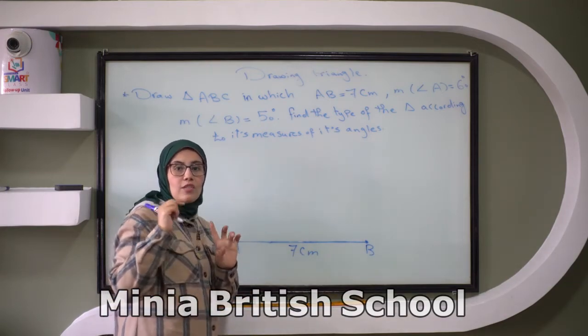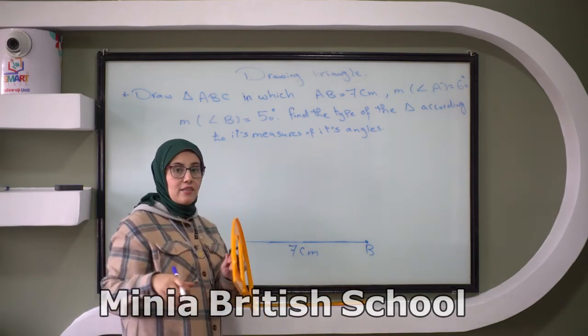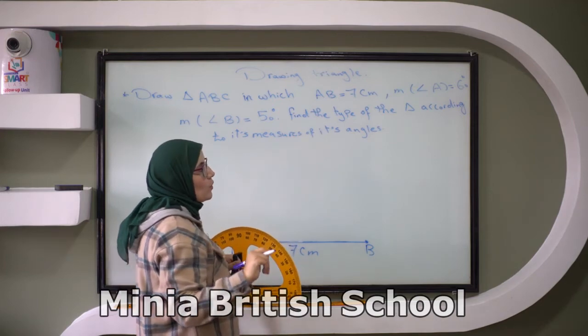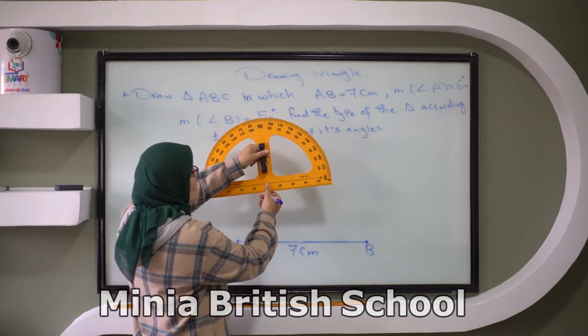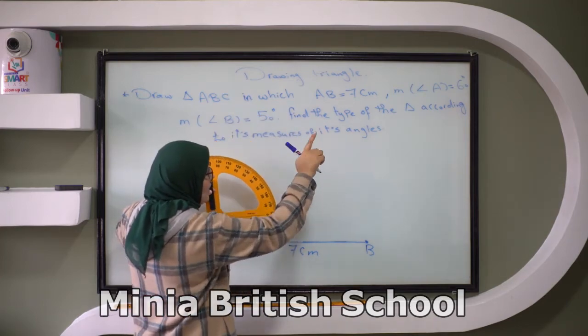The first step, I will draw the side. The second step, I will determine the angles according to their measure. Here, angle A. Angle A equals what? Equals 60 degrees. So, I will put again the center of this protractor on the vertex A.